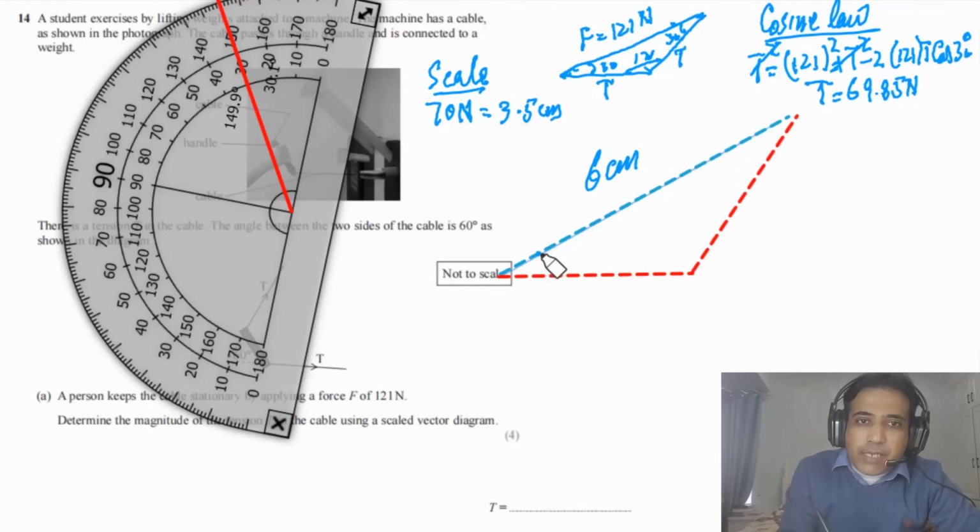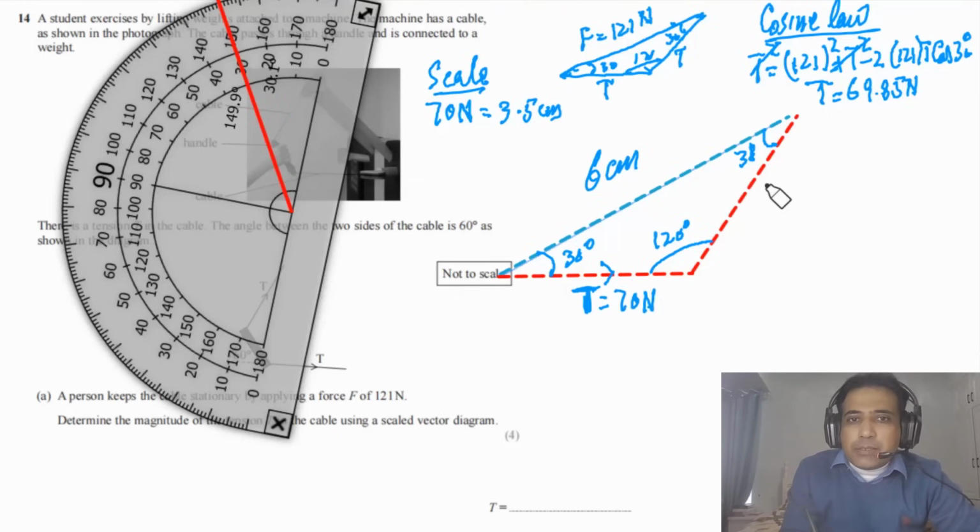Now we can label. This angle is 30 degrees. This angle we have mentioned was 120 degrees, and this angle also has to be 30 degrees. You have to draw these arrows. So this is the value of T. T is equal to 69.85, this is about 70 newtons, and this is also about 70 newtons. This is the final, and this arrow is very important. It is in the opposite direction of the resultant of the T's.